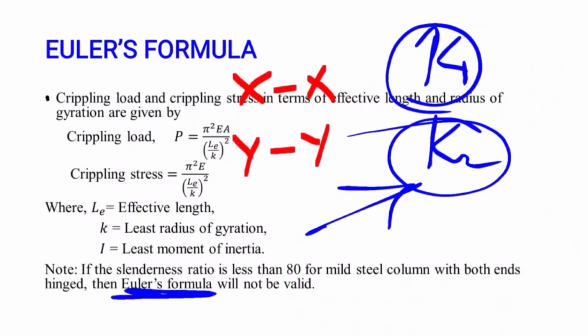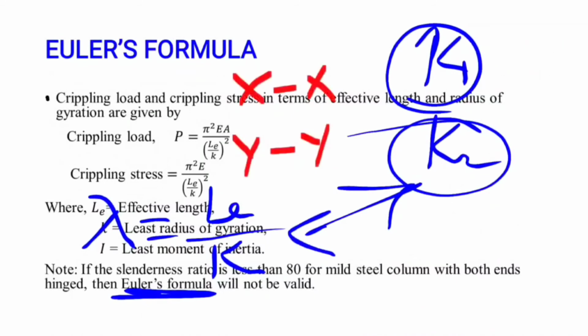Slenderness ratio, this is the effective length by the least radius of gyration. If it is less than 80 for mild steel, Euler's formula is not valid. This is the drawback of Euler's formula.